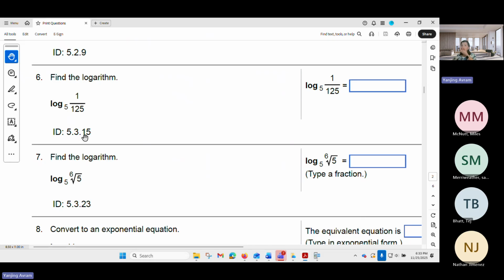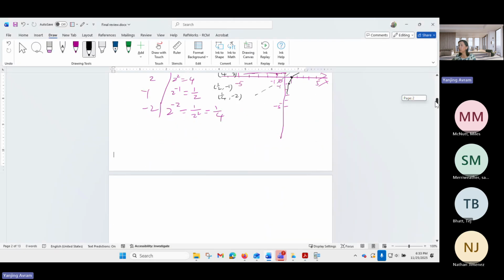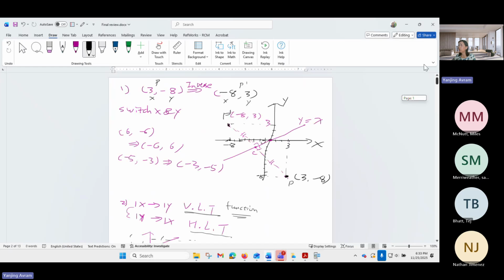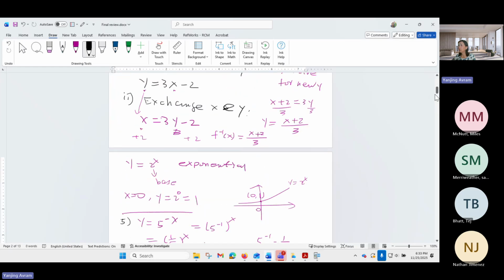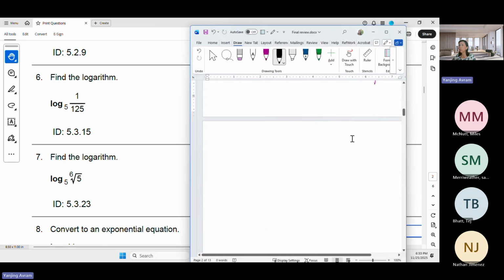We will need to be able to find a logarithm for this one without using a calculator, okay? So there's a little bit of property you will need to know in this case. Some of them you do need to use the calculator to find, and this one you don't need to. So what is the property here?